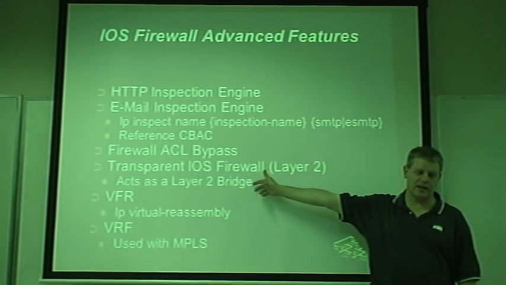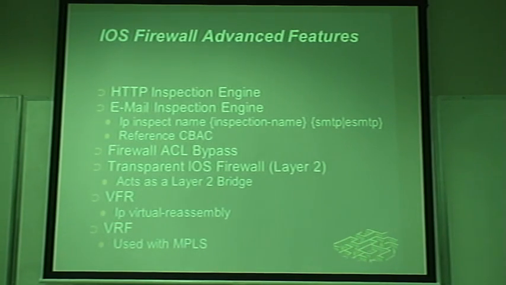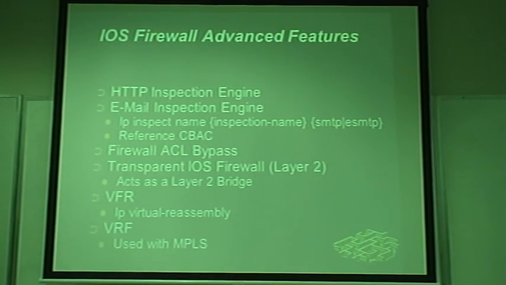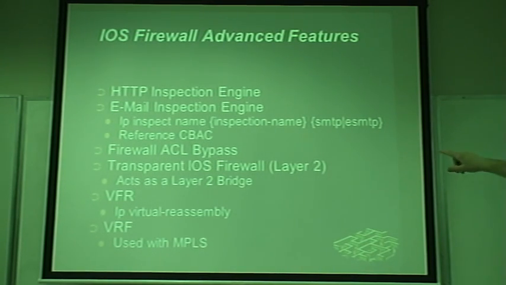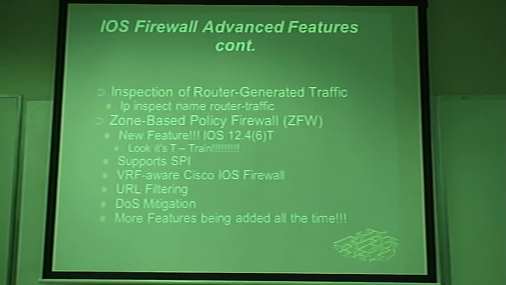Same thing can be done in an ASA called transparent mode. Or what we call a stealth firewall, or a bump on the wire, because you can't see it. If you can't see it, it becomes very hard to knock out. And then there's virtual reassembly for both frame relay and MPLS. It's a little bit of an advanced topic that we're not going to go into.